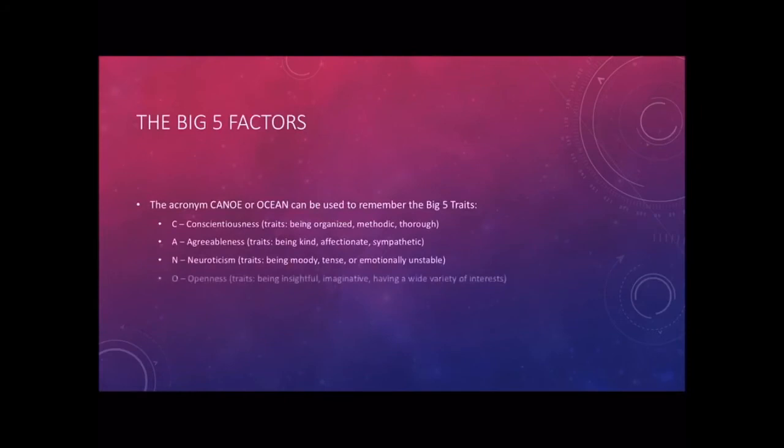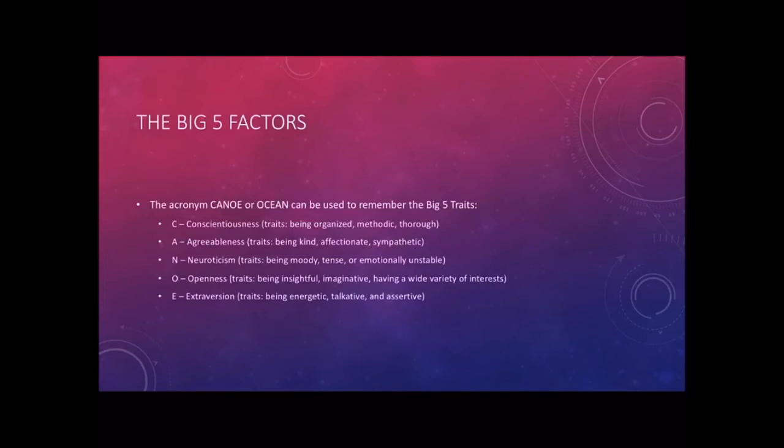Okay, you just need to know what the Big 5 factors are. You can use the acronym CANOE or OCEAN to remember them. C has to do with conscientiousness, and that really is just about being organized, methodical, thorough, perfectionist, things like that. Agreeableness has to do with being kind, affectionate, and sympathetic. How warm and kind and supportive of others are you?